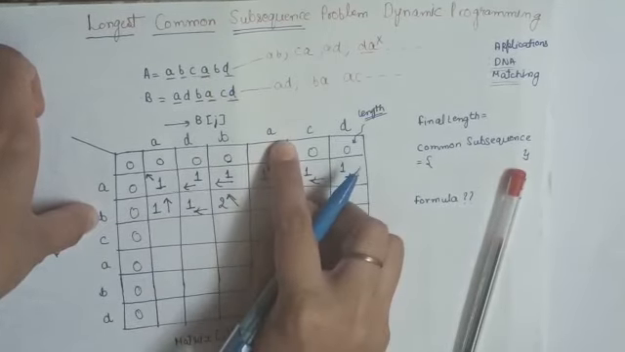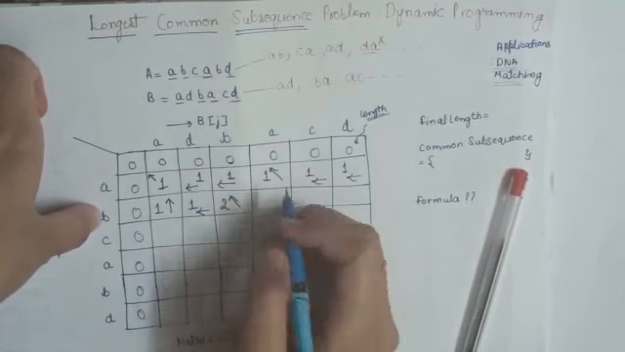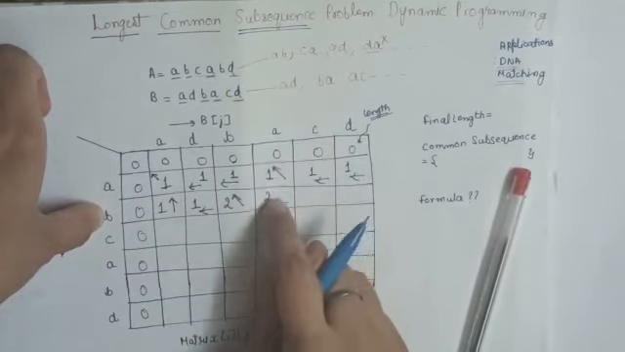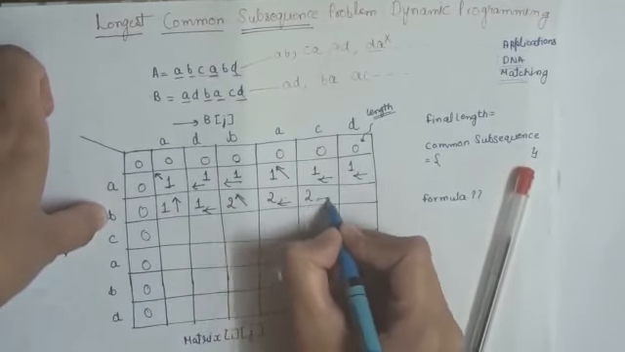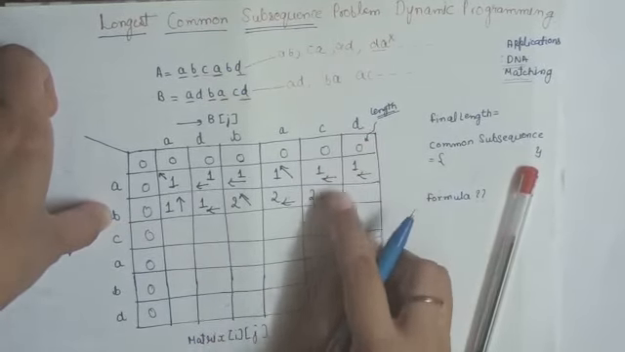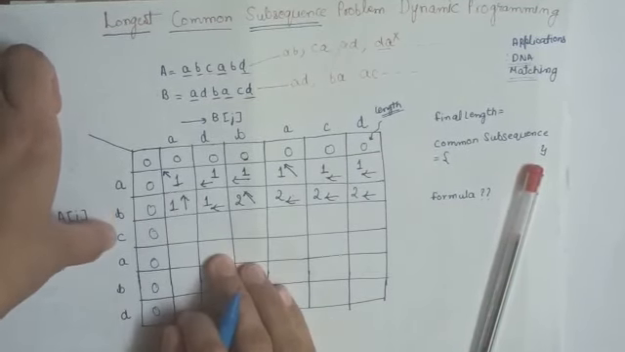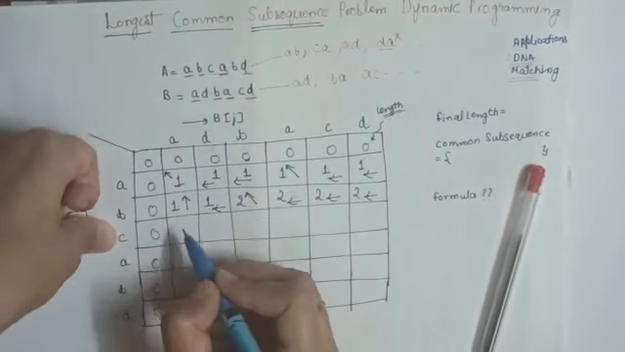B and A both are different, so what I have to do? I have to take the maximum of this or this. Maximum is 2, the value is coming from here. Both are different, maximum of this 1 and 2, maximum is 2, the value is coming from here. Both are different, maximum of this and this, that is 2, the value is coming from here.